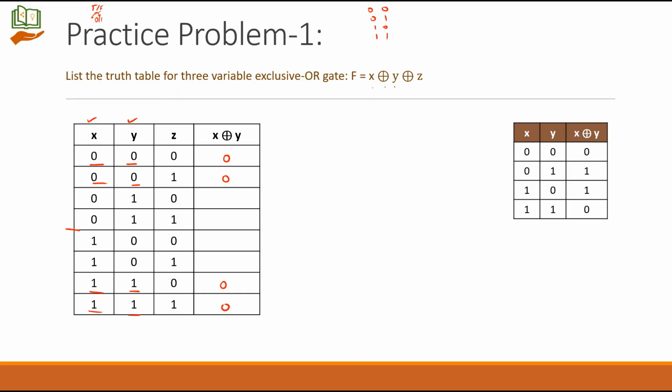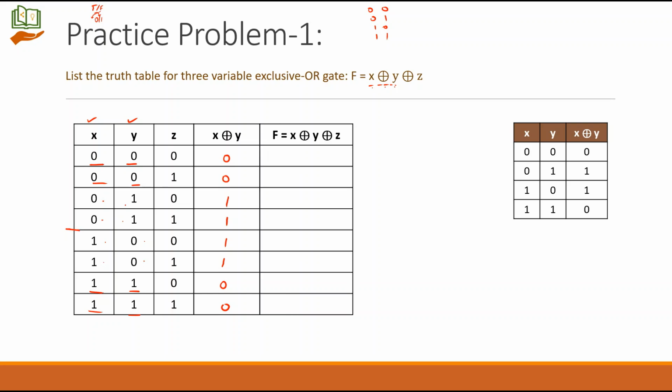What about the other 4 rows? 0, 1, 0, 1, it will give you 1. 1, 0, 1, 0 will give you 1. Now we have to add another input here, X XOR Y XOR Z. We can take only these two columns. So 0 and 0 will give you 0. 0 with 1 will give you 1. 1 with 0 will give you 1. 1 with 1 will give you 0.